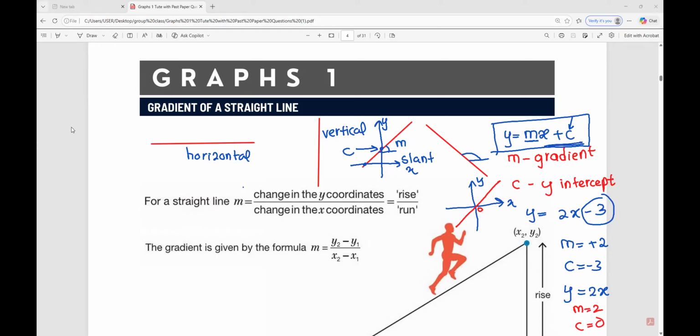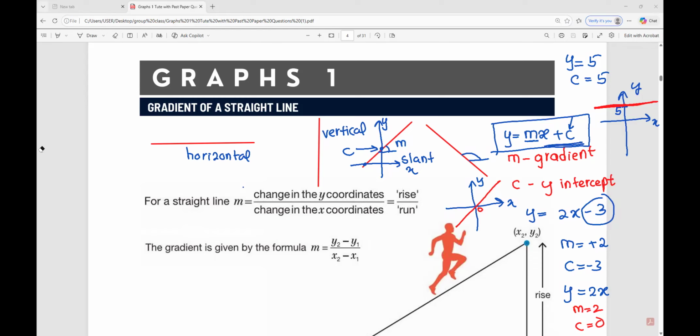If I write y is equal to 5, now there's no gradient. Intercept is 5. If we draw that, this is y-axis, this is x-axis. This is y equals 5. The line passes through this point. It's a horizontal one. There's no angle, so no gradient. Gradient is 0. We don't talk about gradient here.